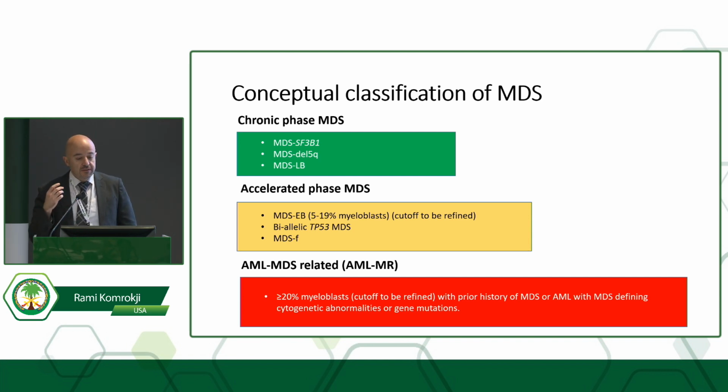I think we should think of it in a conceptual way. So we have an indolent or chronic phase. Those patients have a good outcome. That's the SF3B1, the deletion 5q, or the myeloblasts are not increased in absence of bad mutations. Then we have an accelerated phase MDS, once the myeloblasts are more than 5%, if we have biallelic P53, or if we have MDS with fibrosis. And finally, we have AML that's MDS related, whether the patients had a prior history, certain cytogenetic abnormalities, or gene defining for MDS.